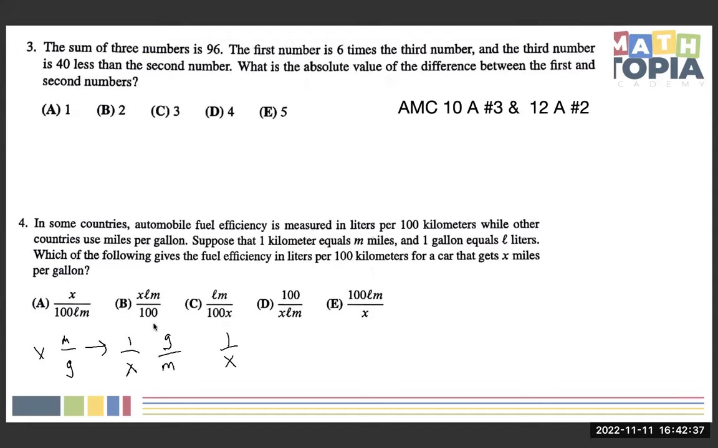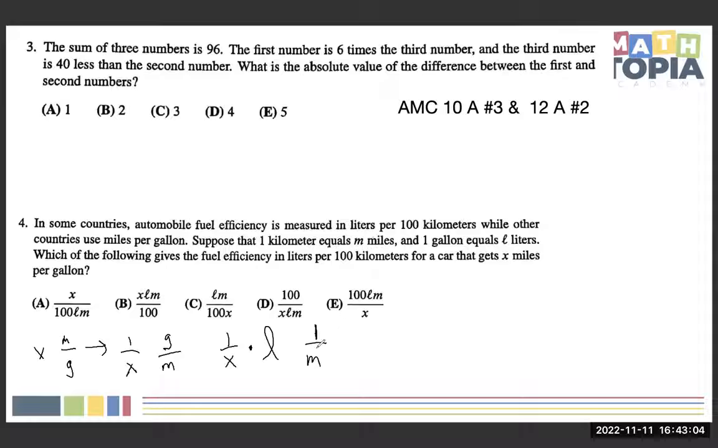Which means that, well, if it's 1 over X gallons, we know that 1 gallon equals L liters. That means that to convert from gallons to liters, we need to multiply by L. So we multiply by L, so 1 over X times L. So 1 over X times L times G, right? So basically, this ratio becomes 1 over X times L to give us the liters per miles, right?